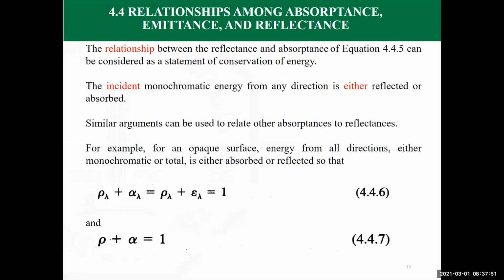And this relation is general, so it can be applied for the monochromatic case for each wavelength. The summation of reflectivity and absorptivity, or reflectivity and emissivity, is equal to 1. So this is applicable for the monochromatic case as well as for the whole spectrum over the range of wavelengths that we have.